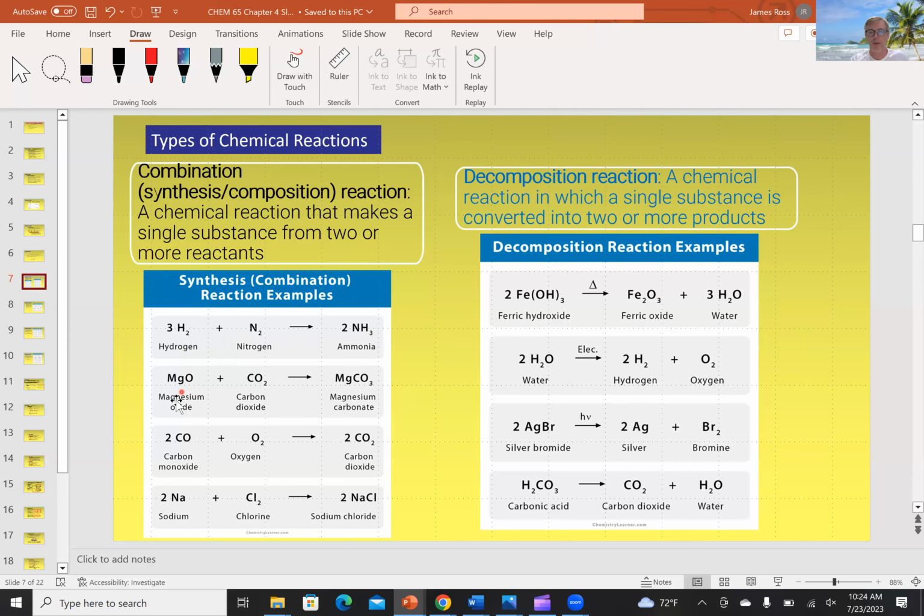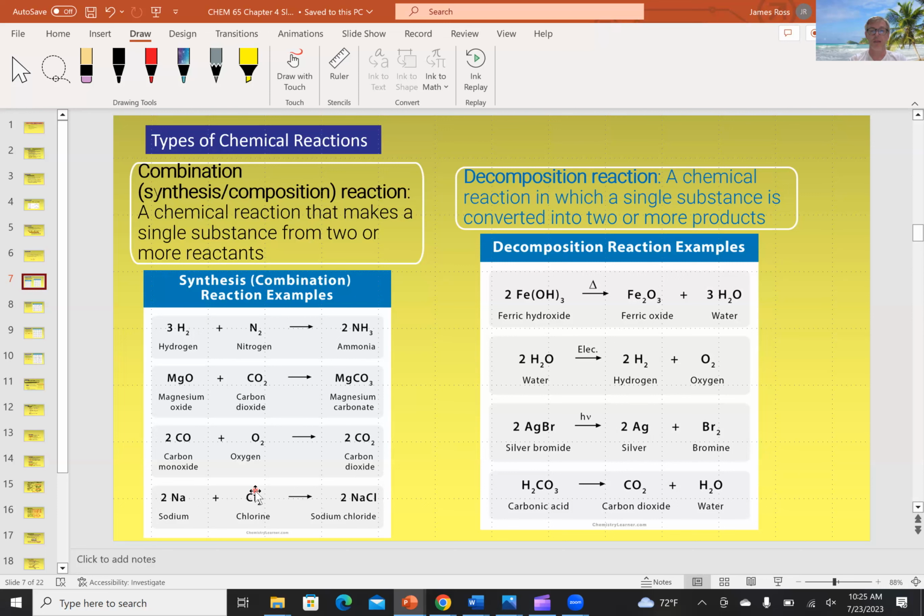Second example, we have magnesium oxide and carbon dioxide to give magnesium carbonate. Again, we're taking compounds, bringing them together to make something more complicated. And the other 2 examples are further examples of where the reactants are more simple, the products are more complicated. So they would be combination reactions.